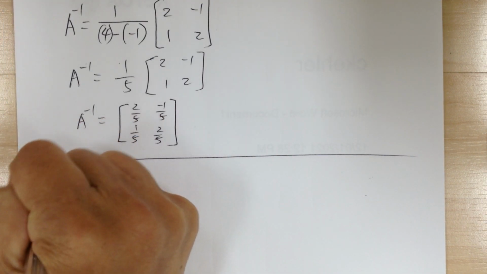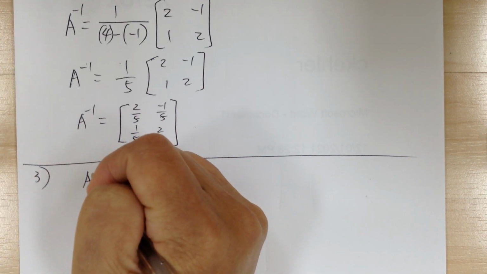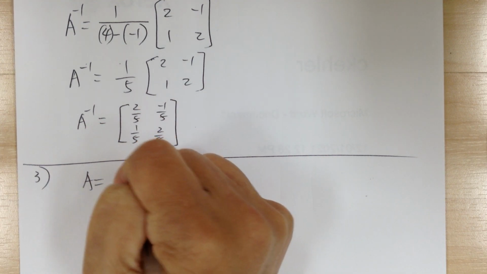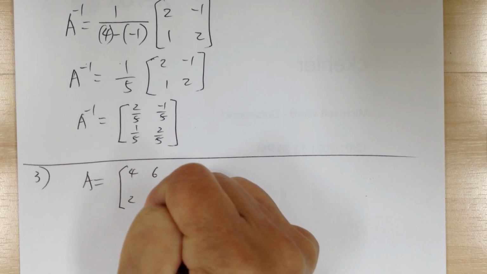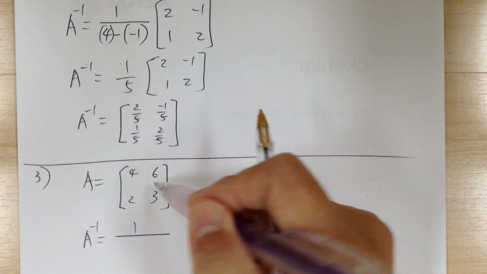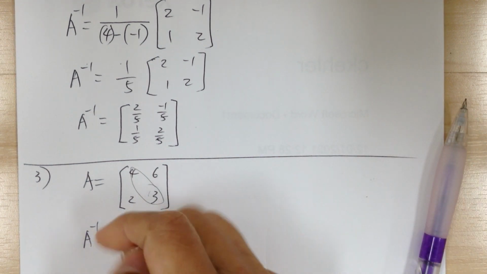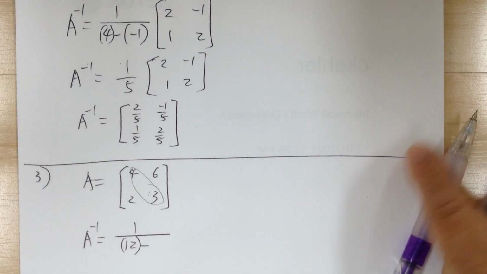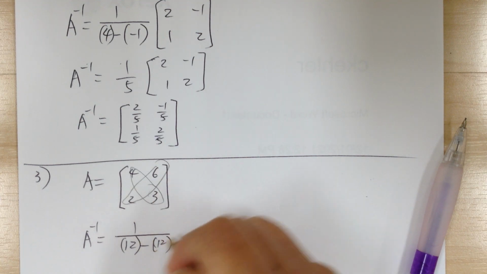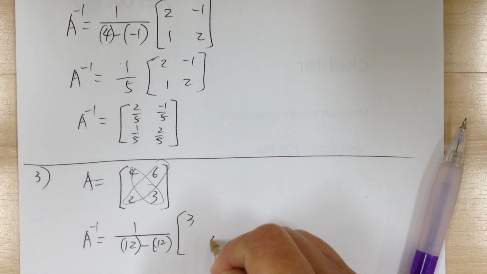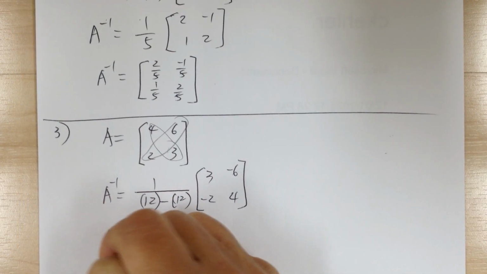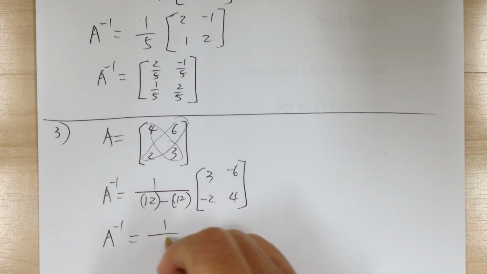Let's go to number 3. So you've got [4, 6; 2, 3]. The inverse will equal 1 over det. So it would be 12 minus 12, times [3, -6; -2, 4]. Now you run into a problem, because you have 12 minus 12 equal to 0.